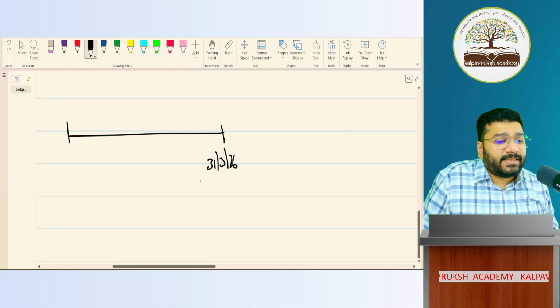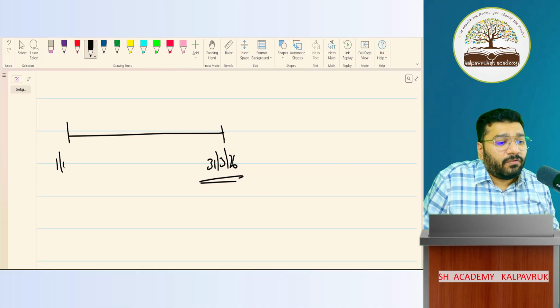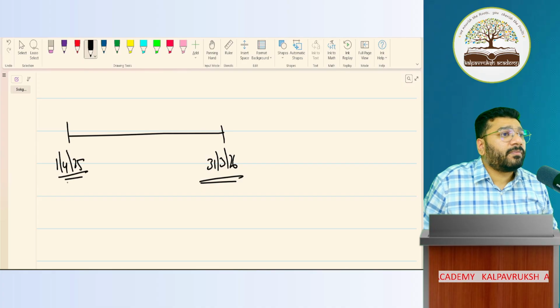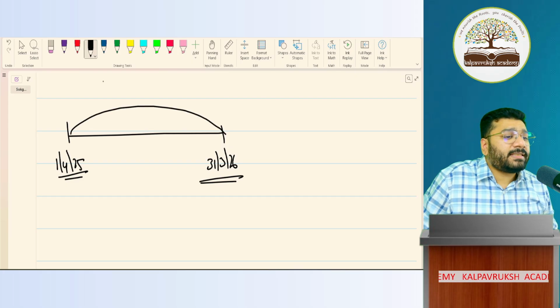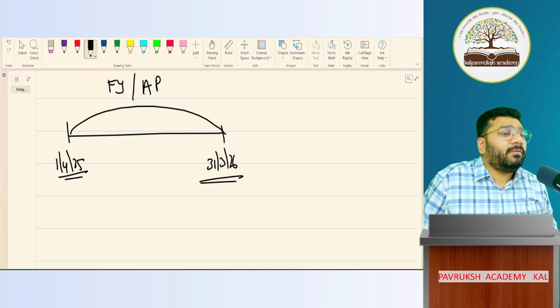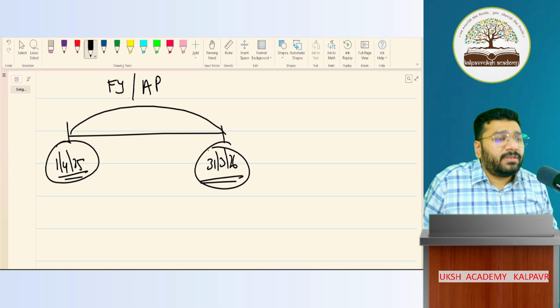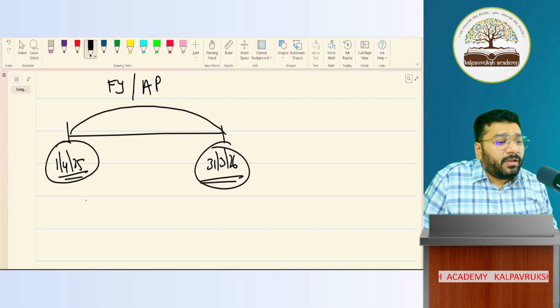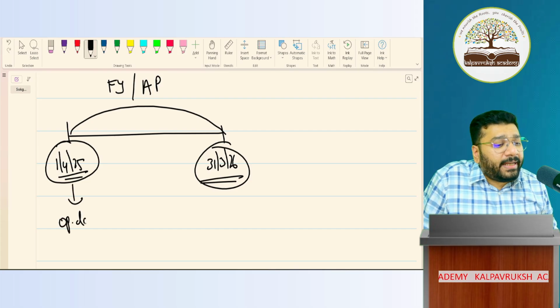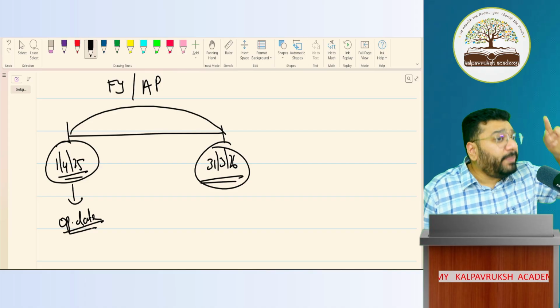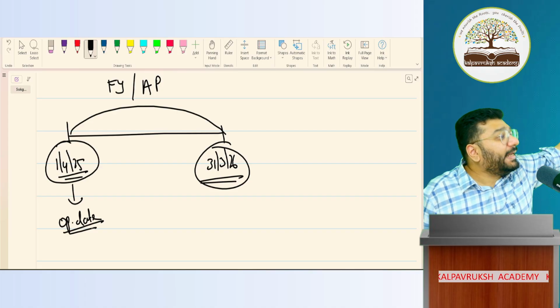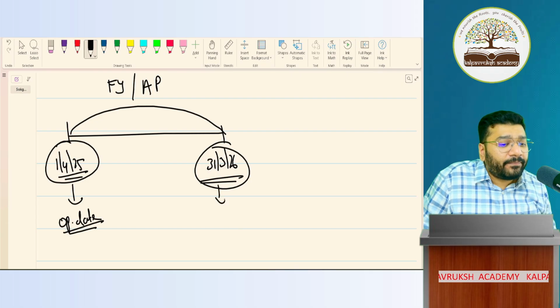Now, 1/4/25 to 31st March 26. This is called the financial year, also called the accounting period. It starts with this and ends with this. We call this the opening date of the accounting year, and this is the closing date of the accounting year.